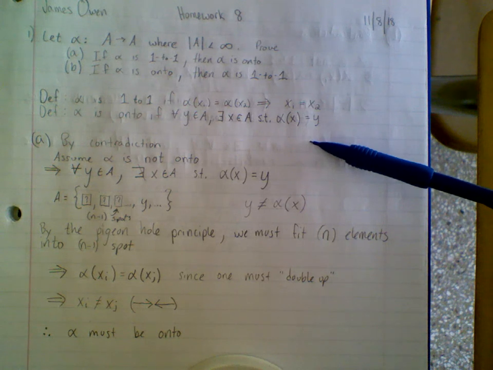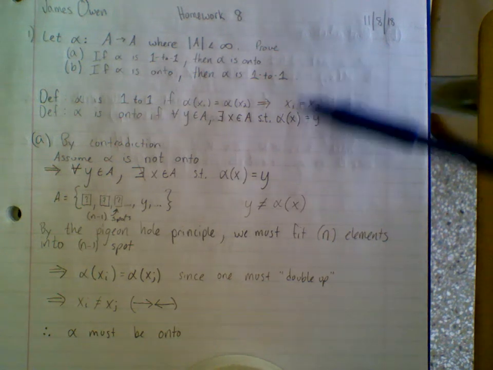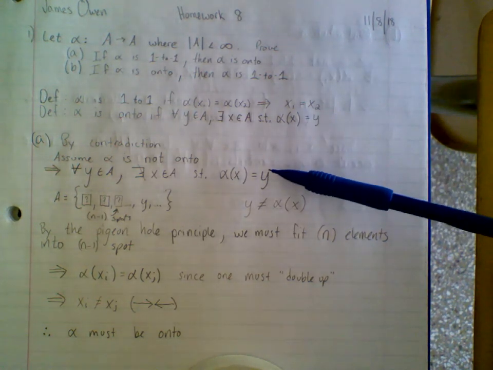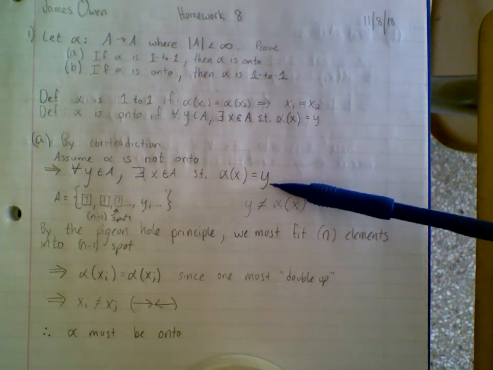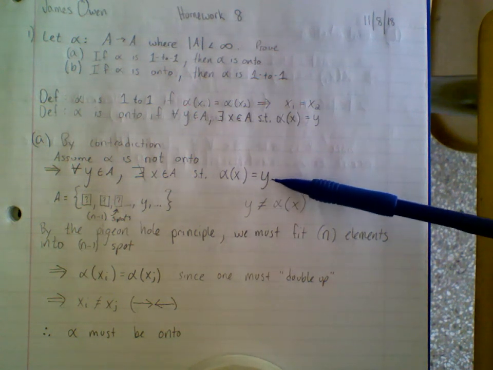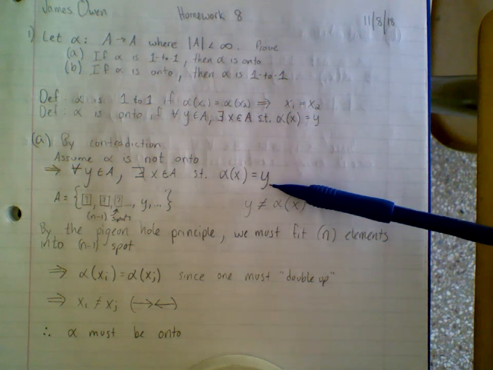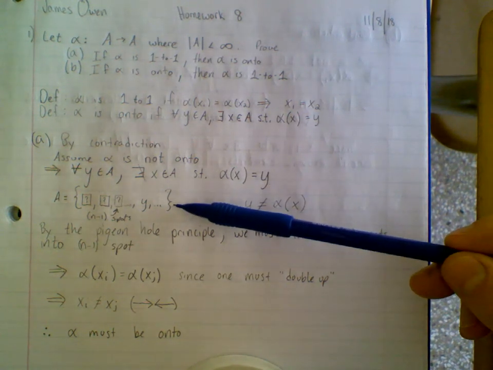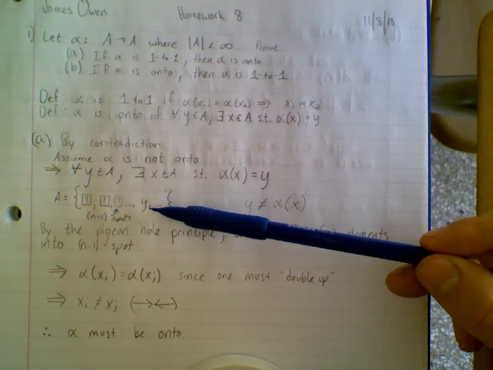So we're going to start first by showing that if alpha is 1 to 1, then alpha is onto. We're going to use contradiction. We assume alpha is not onto. Therefore, there is a y in A for which there does not exist an x in A such that alpha of x is equal to y. So we can write out set A by putting y in it. We know y is an element of it.